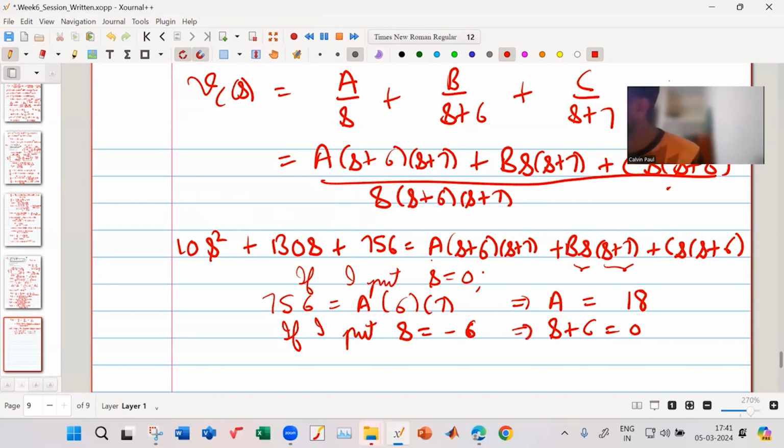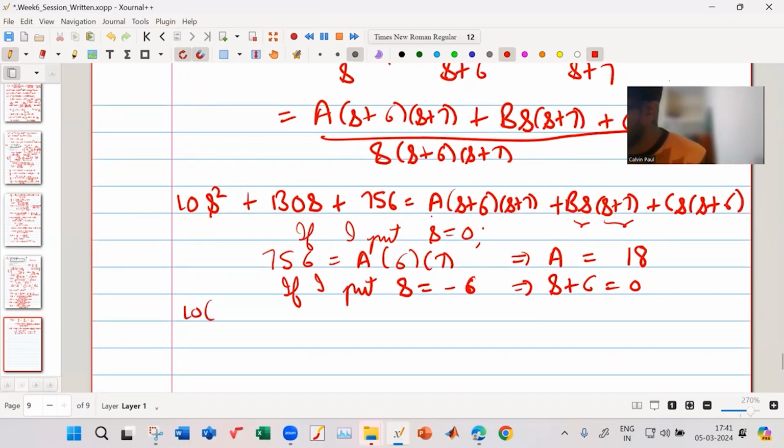So this will become 0. This will also become 0. So I will get 10 into (-6) square plus 130 into (-6) plus 756 is equal to B into (-6 + 7), which is 1, so it is 1.